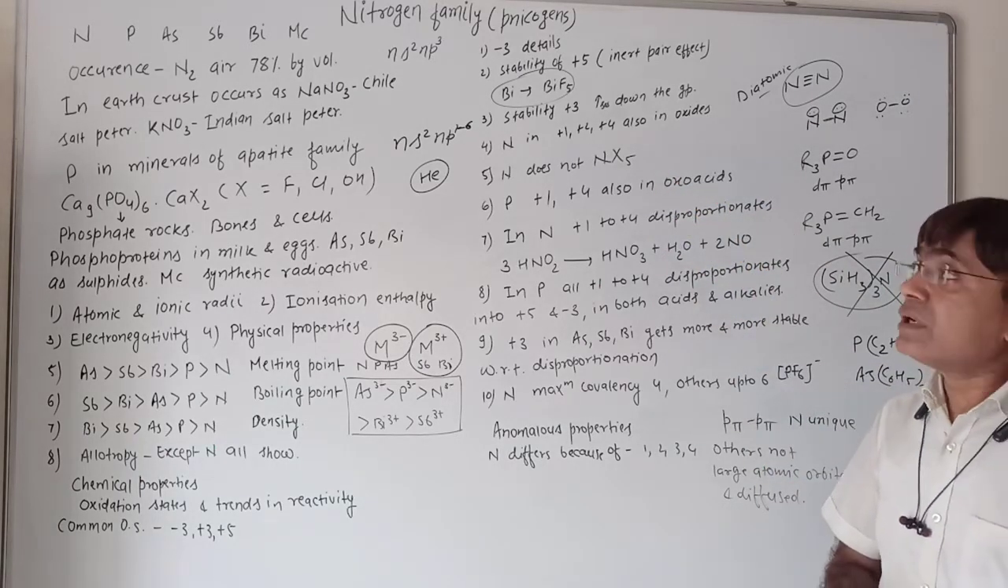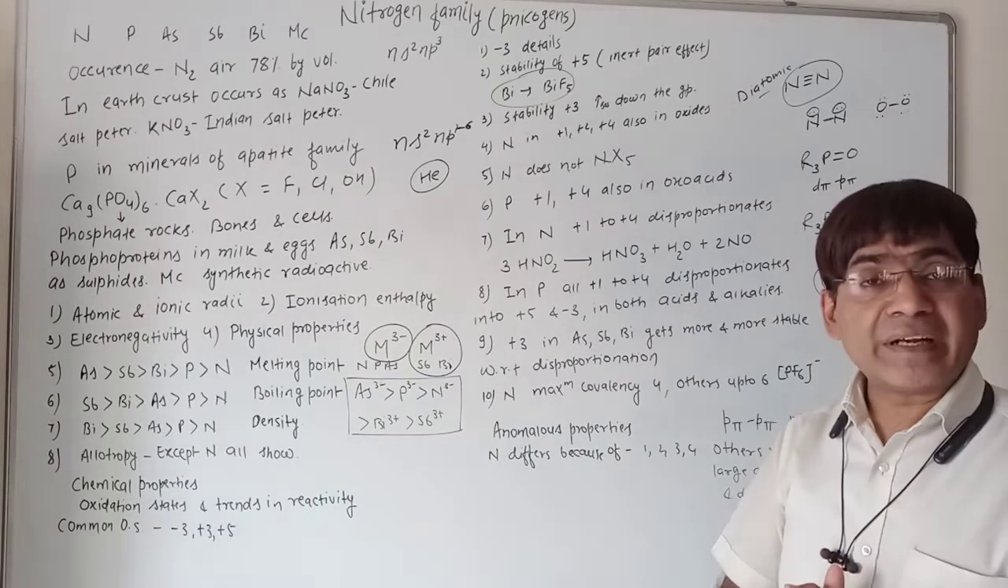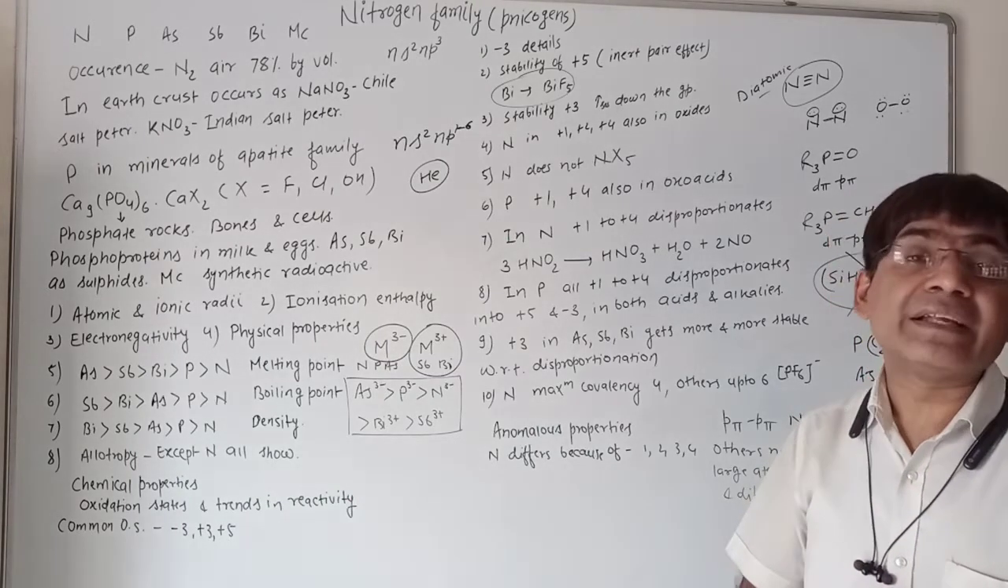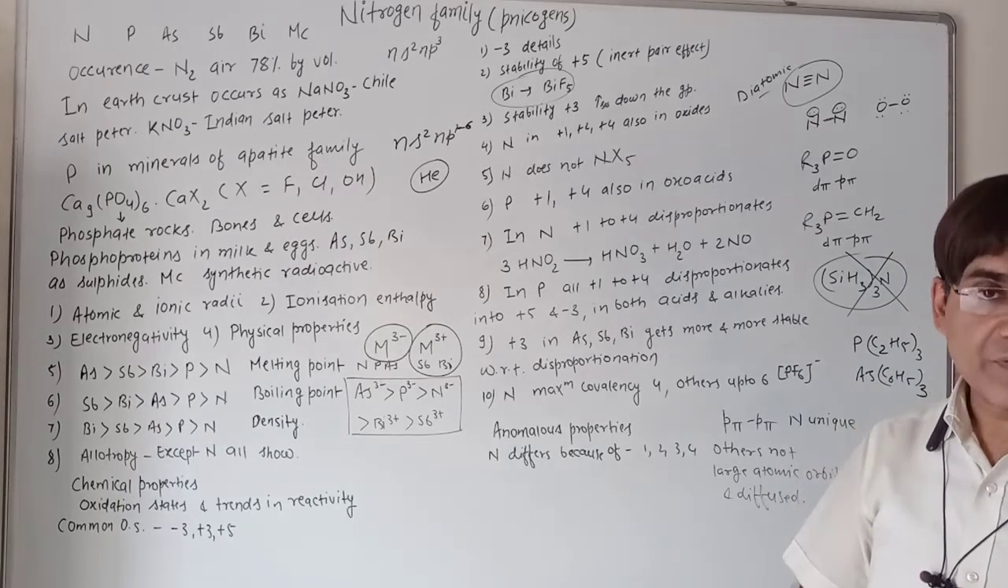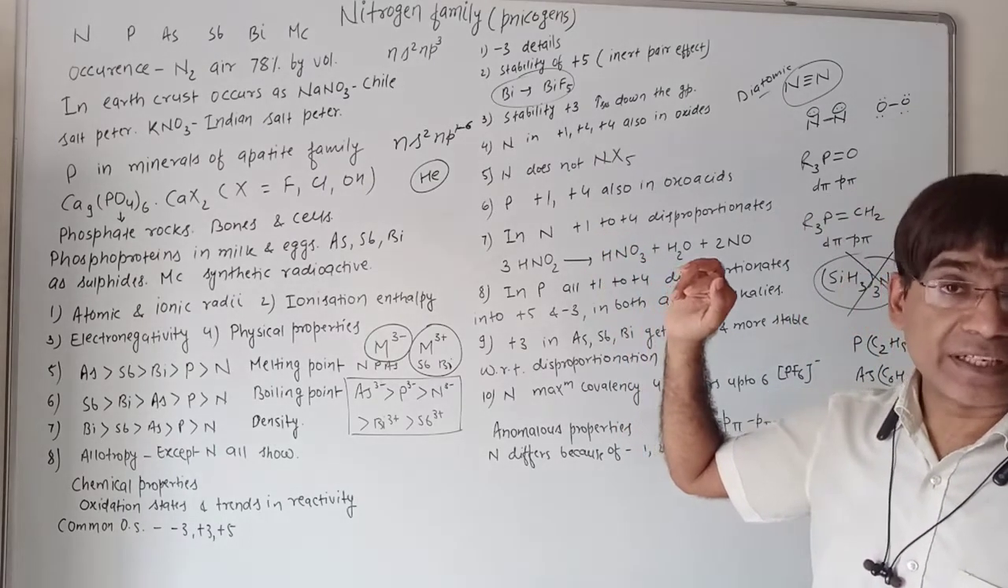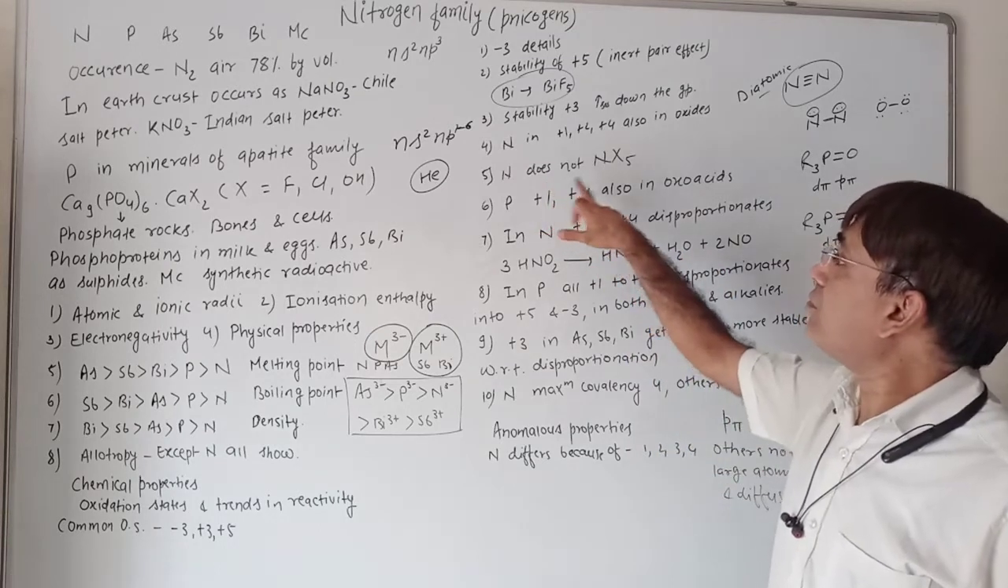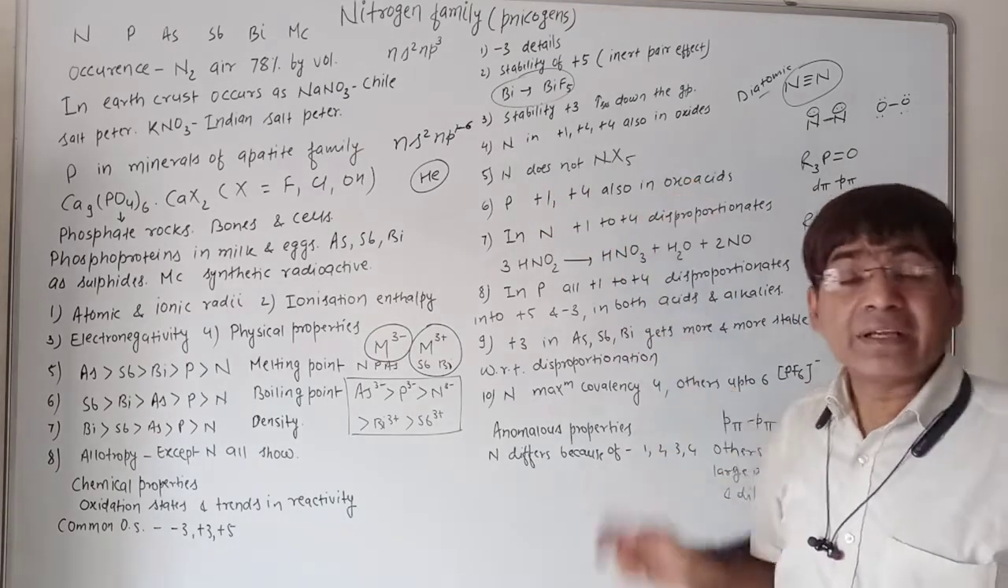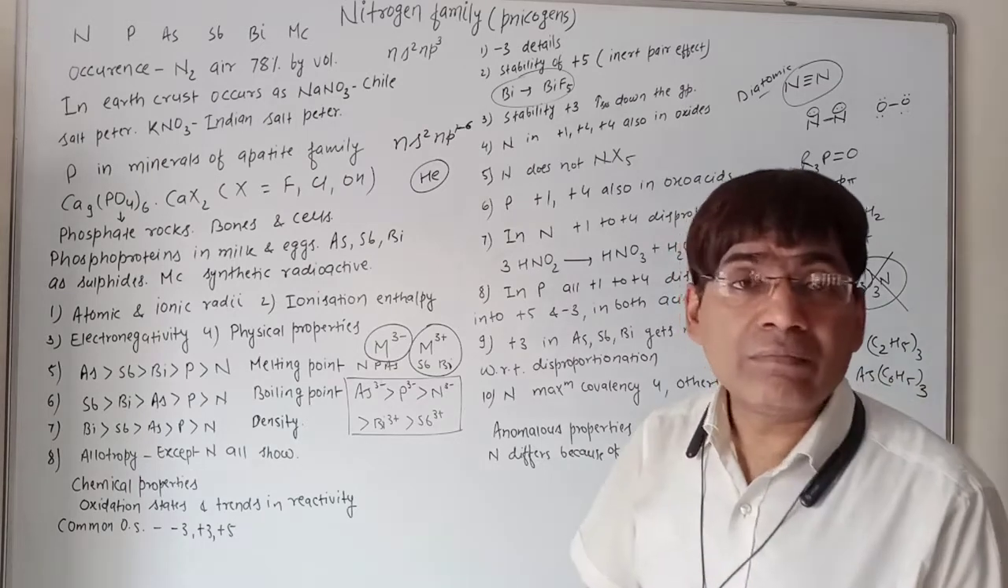Now, most of the other members are pentavalent, as they contain vacant d orbitals. Nitrogen, though it can show the +5 oxidation state, cannot form pentahalides. Nitrogen does not form pentahalides.